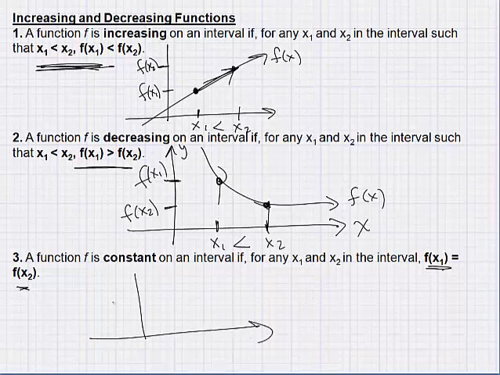So, here's a graph, here's my horizontal line, here's x1, here's x2. The y values for both of them are equal. If they're equal, it's going across from left to right. It's not going up, it's not going down, it's staying horizontal from left to right. And therefore, we consider it to be constant in that interval.